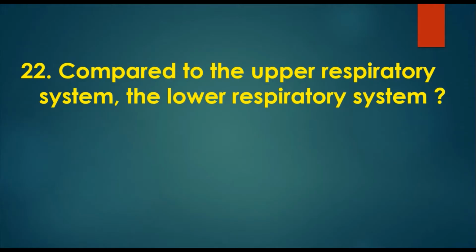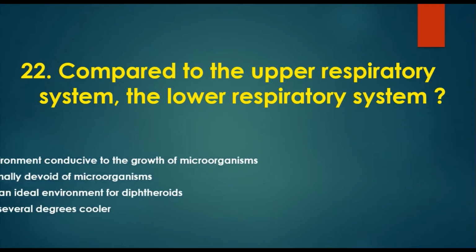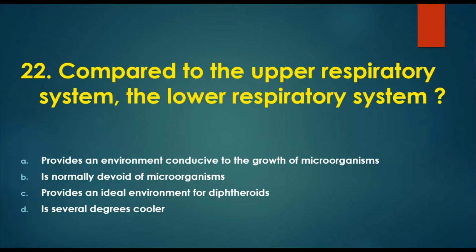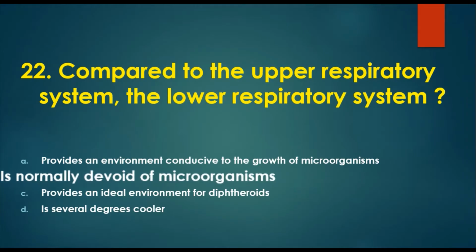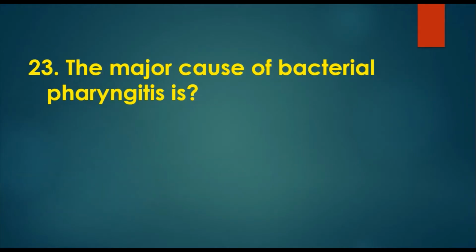22. Compared to the upper respiratory system, the lower respiratory system. Option A, provides an environment conducive to the growth of organisms; B, is normally devoid of microorganisms; C, provides an ideal environment for diphtheroids; D, is several degrees cooler. So obviously the right answer is normally devoid of microorganisms.